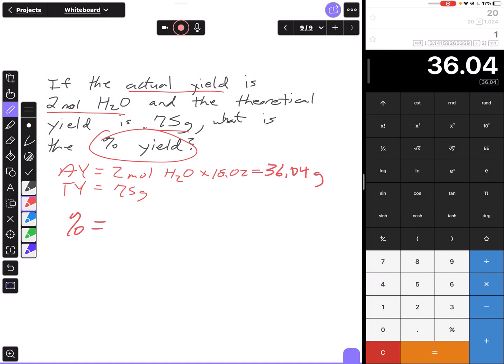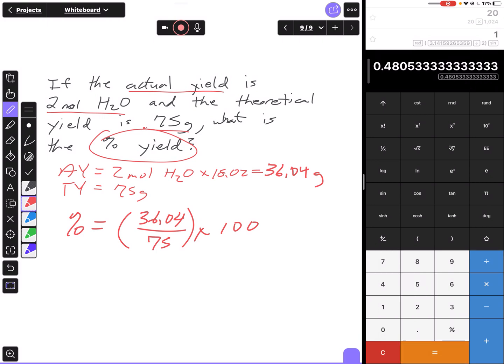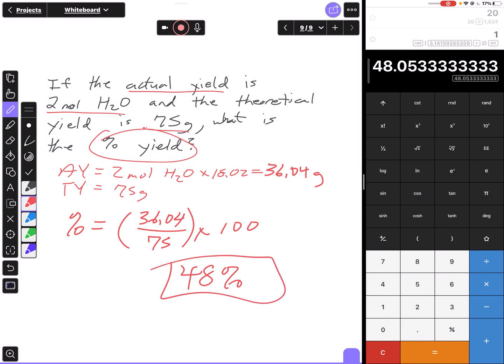So then I'm plugging into my equation. Percent is equal to actual yield, which was 36.04, over my theoretical yield, which is 75, and multiply it by 100 to get a percent. So I'll do that: divided by 75 equals that, times 100. And it gives me a percent. I can round to a whole number, which is 48%. That would be the percent yield.